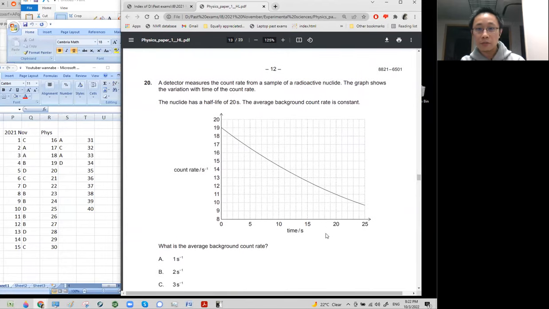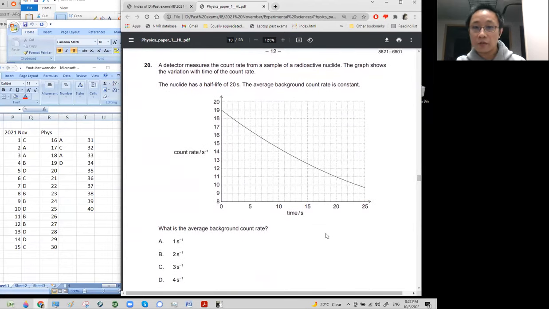Question 20, a detector measures the count rate from a sample of radioactive nuclide. Nuclide has a half-life of that, and the average background count rate is constant. Interesting. And they ask you for the average background count rate. So half-life of 20 means that after 20 seconds. Wait, what is this graph? This graph shows a variation with time of the count rate.